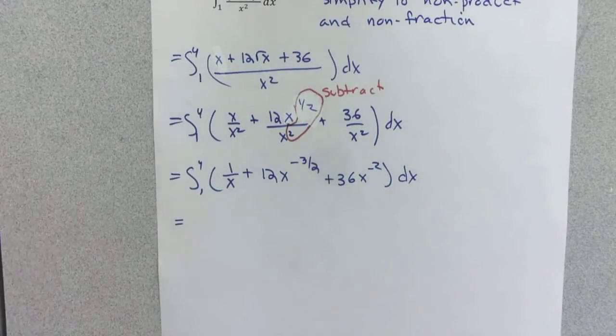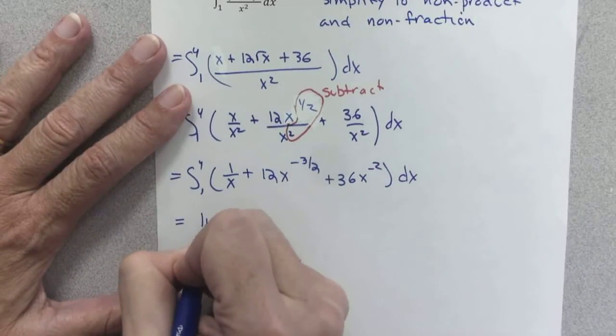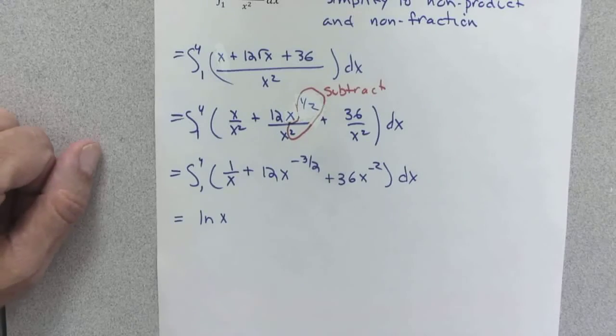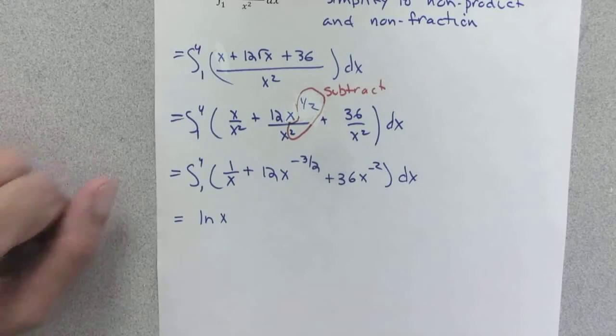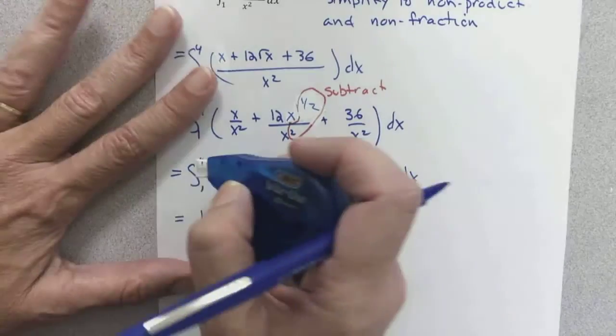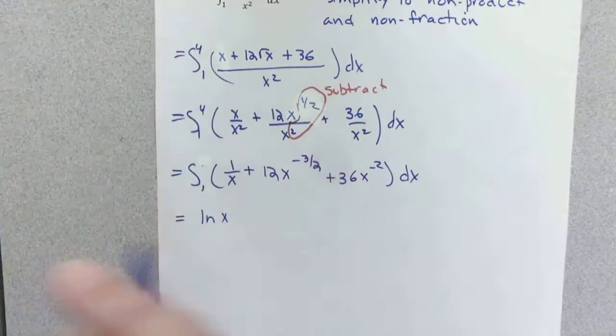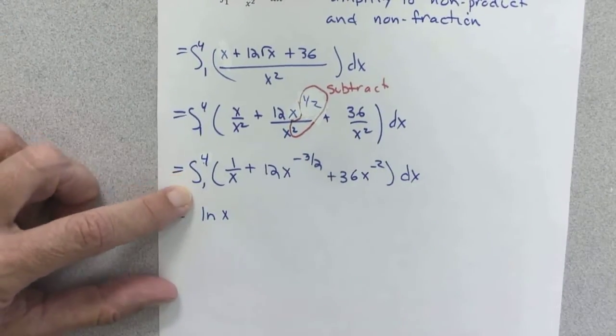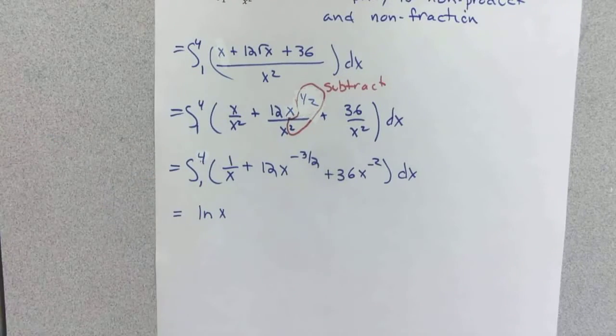And so again, I just asked myself the question, what has a derivative of the 1/x? And that's the natural log of x. If you wanted to be really perfect, you'd slap absolute value around it. I'm not going to worry too much about that in this particular case because I'm on the interval from 1 to 4. The absolute value is irrelevant anyway.